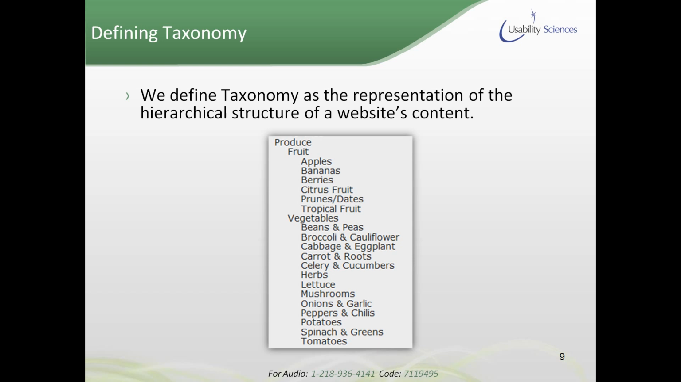What I first want to do before we get into that is define taxonomy, or at least how we define taxonomy. And the way we do that is we define it as a representation of the hierarchical structure of a website's content. You can see in this example here, obviously abbreviated taxonomy, but produce is your top level category. Within produce you have fruit and vegetables. Within fruit you have apples, bananas, etc.